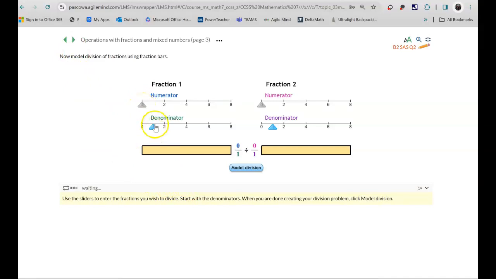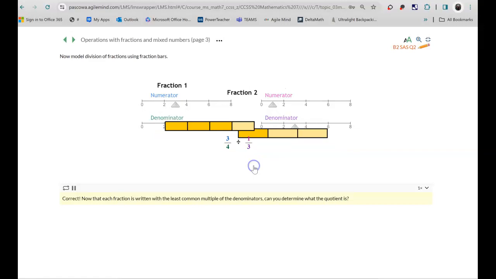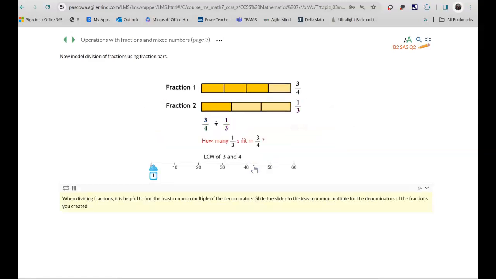So denominator first. How about, what is 3/4 divided by 1/3? Okay, let's model the division. Click that. So 3/4 divided by 1/3. When dividing fractions, it's helpful to find the least common multiple of the denominators. Now that's probably different than what you're used to.